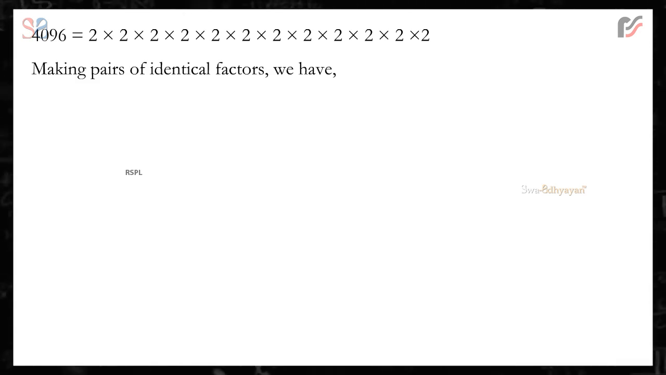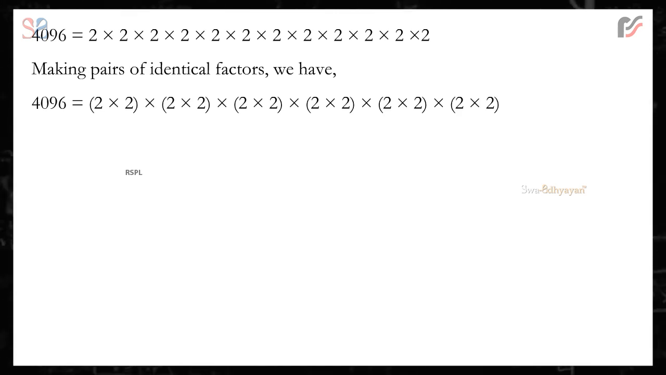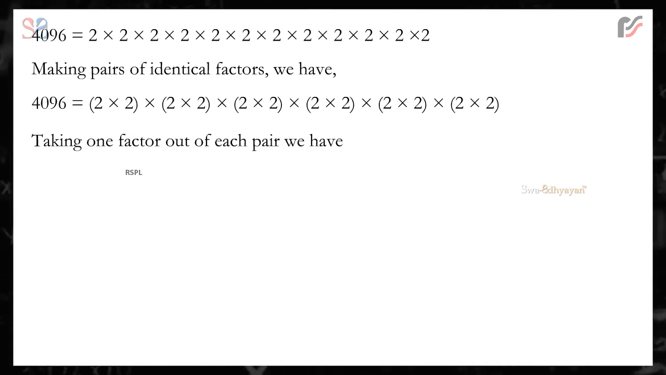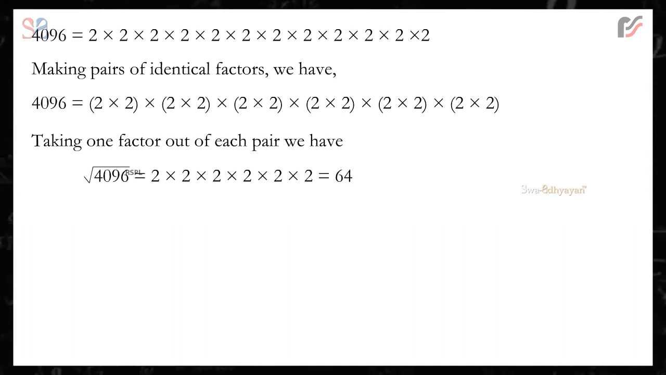Making pairs of identical factors, we have 4096 is equal to bracket 2 multiplied by 2 into bracket 2 multiplied by 2 into bracket 2 multiplied by 2 into bracket 2 multiplied by 2 into bracket 2 multiplied by 2 into bracket 2 multiplied by 2. Taking one factor out of each pair, we have square root of 4096 is equal to 2 into 2 into 2 into 2 into 2 into 2, which is equal to 64. Thus, square root of 4096 is equal to 64.